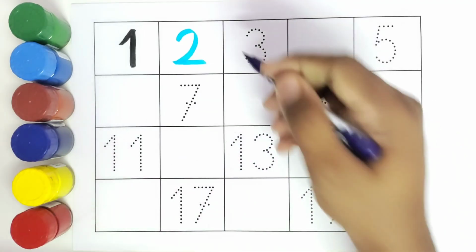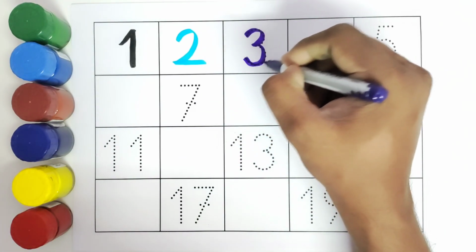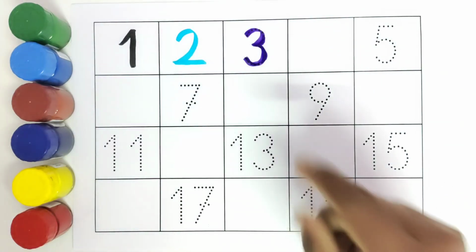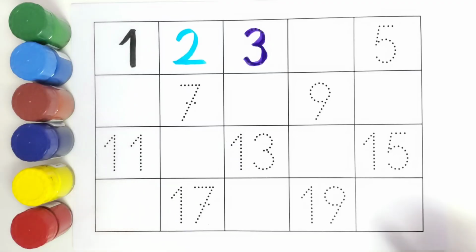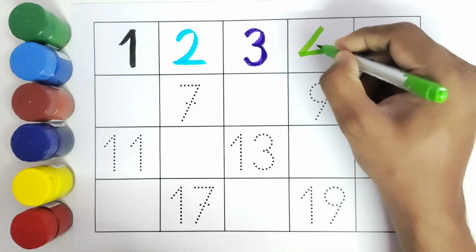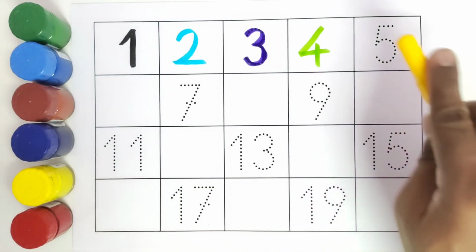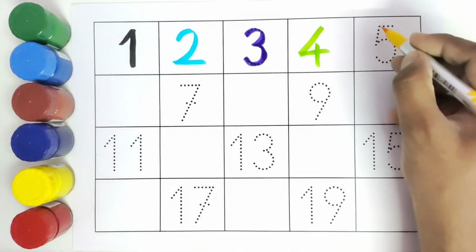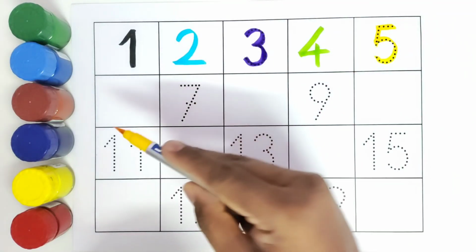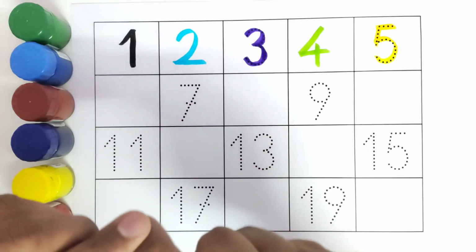This is 3. Number 3. What comes after 3? Number 4. We will write number 4 in this box. This is 5. Number 5. What comes after 5? We will write 6 in this box.